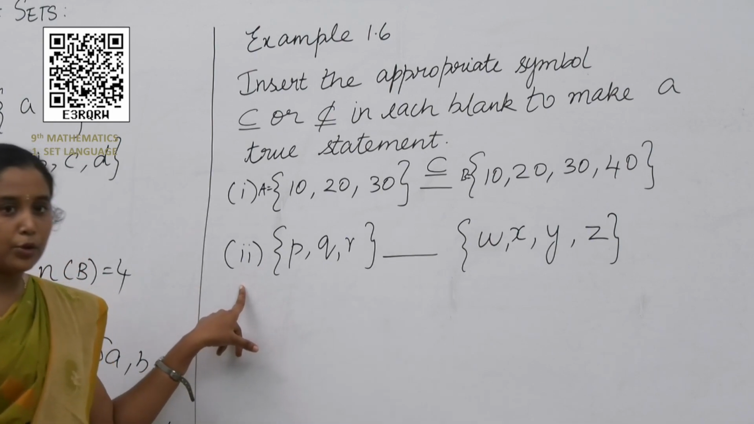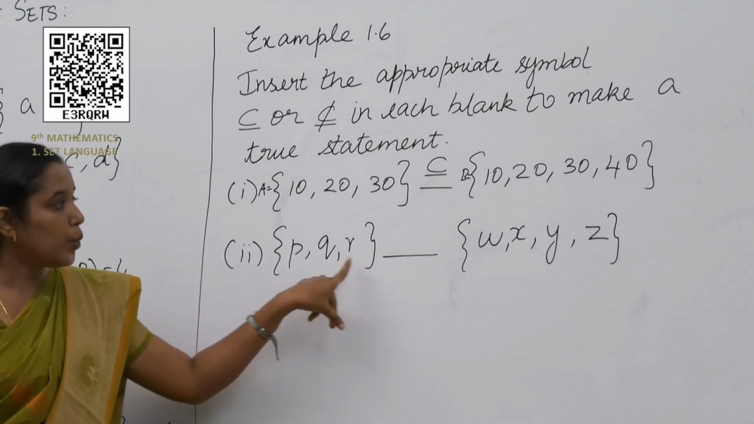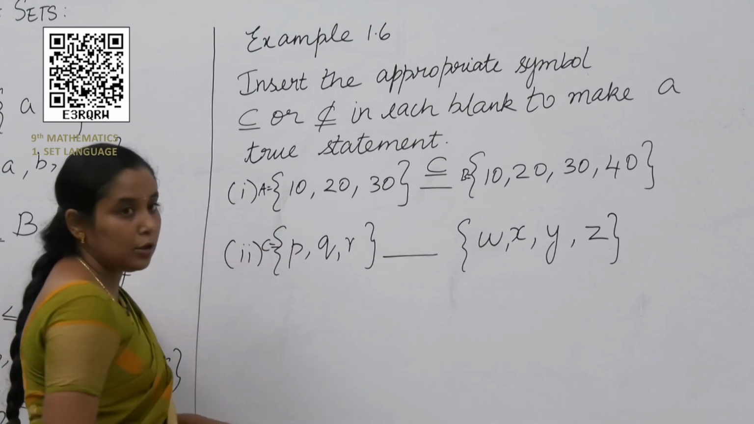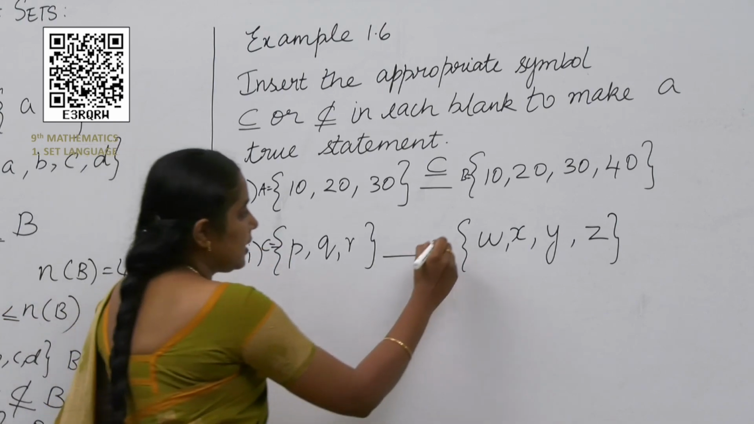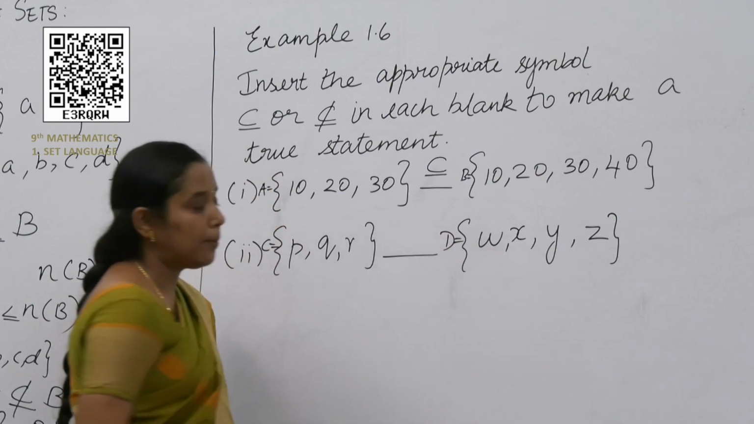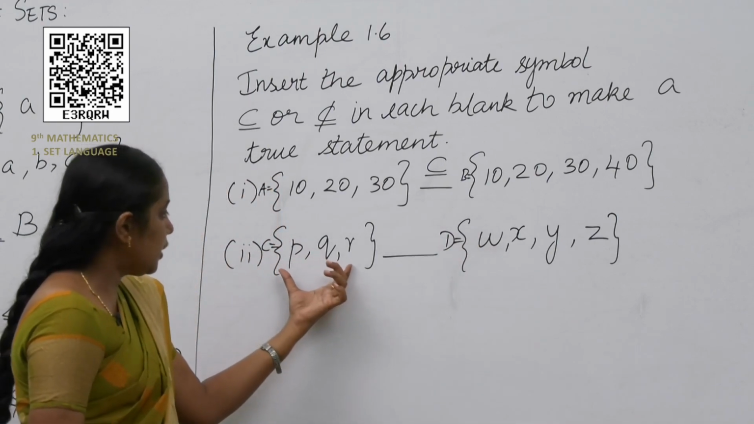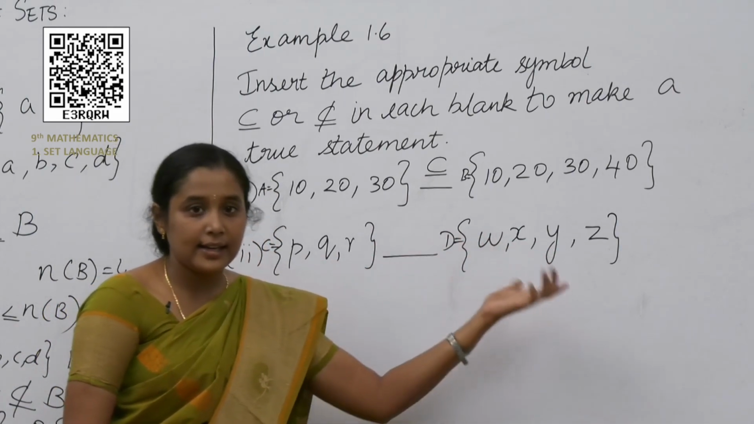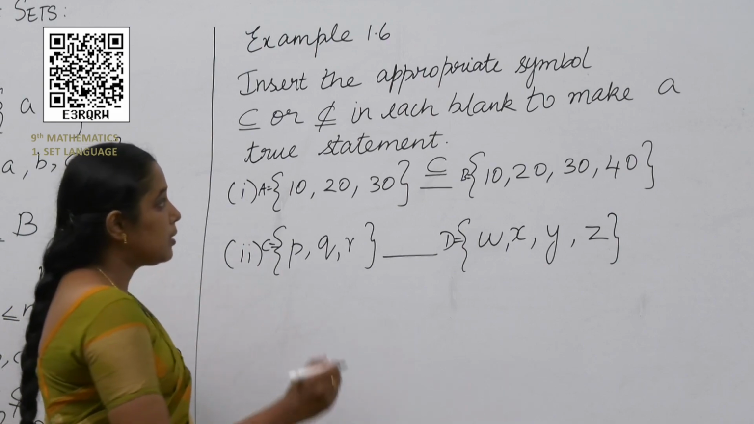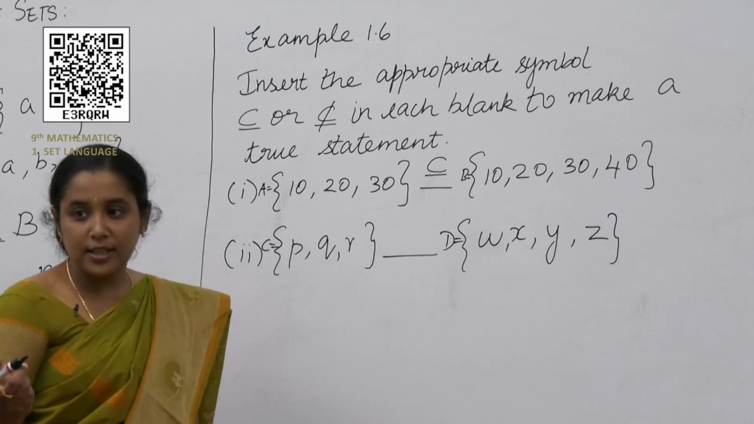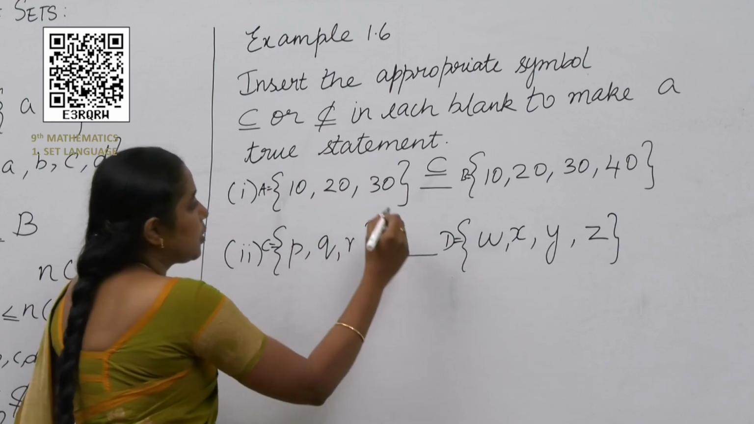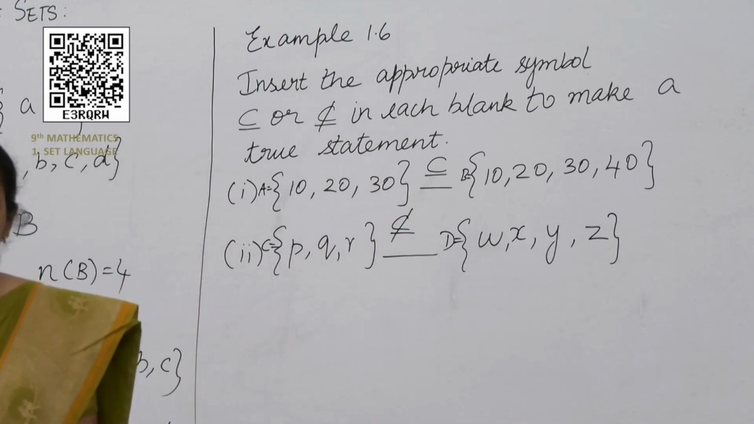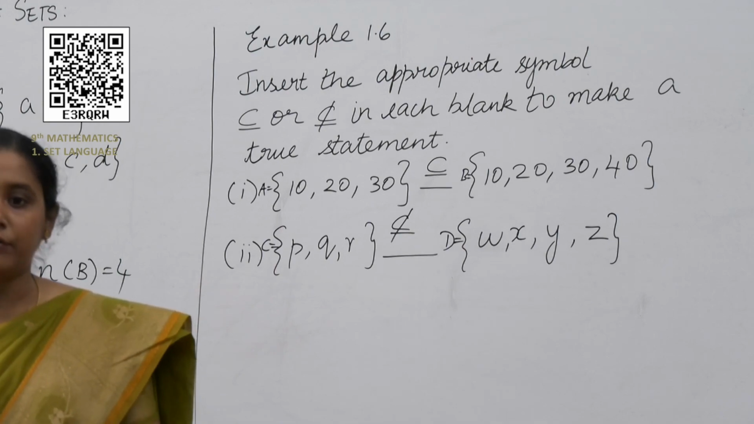And next, the second subdivision: P, Q, R. Keep this as C, so C is equal to P, Q, R, and let D is equal to W, X, Y, Z. Here the elements are P, Q, R and here W, X, Y, Z, so entirely different elements are there. What symbol will you insert? Can anyone say? Very good. You will insert not a subset. C is not a subset of D.